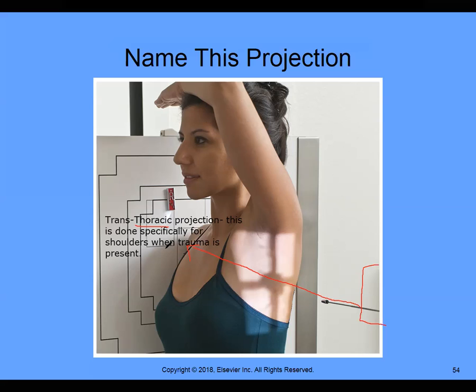So when we have a patient that has an obvious fracture of the humerus, we'll do this projection because we need two projections, remember, AP and lateral. In this case, we can't do a lateral because we don't want to move the arm. So this is the next best thing that we can do, a transthoracic.